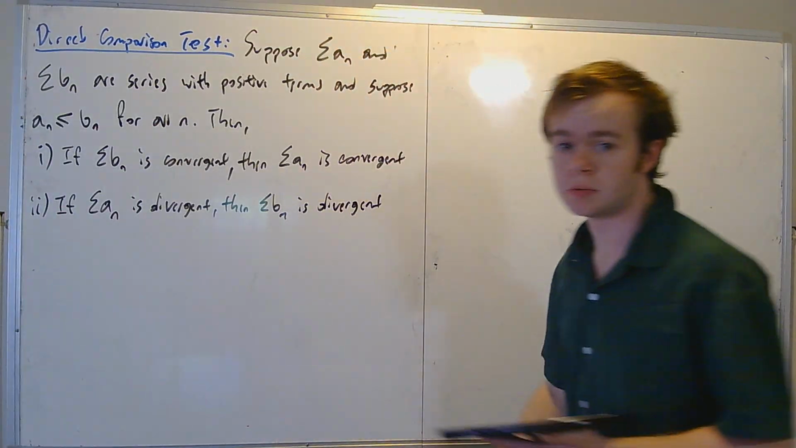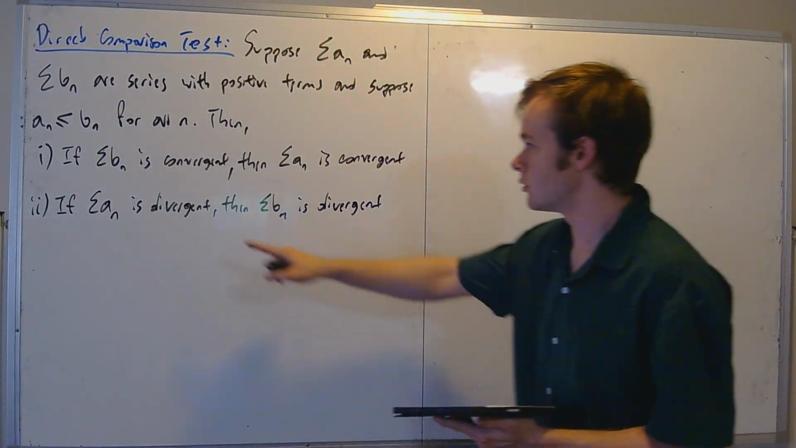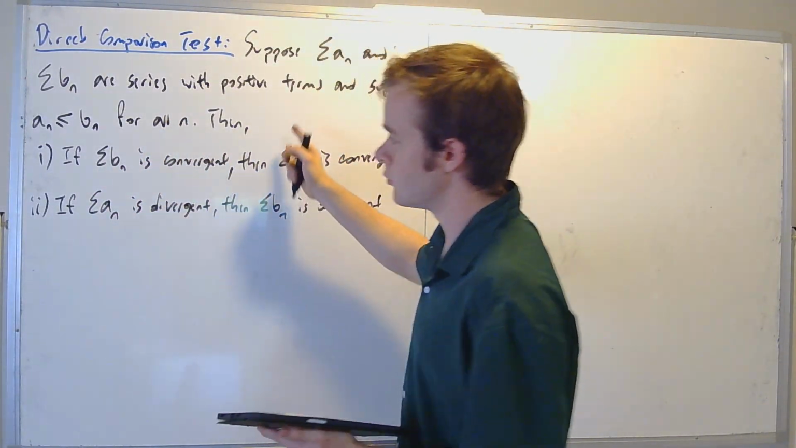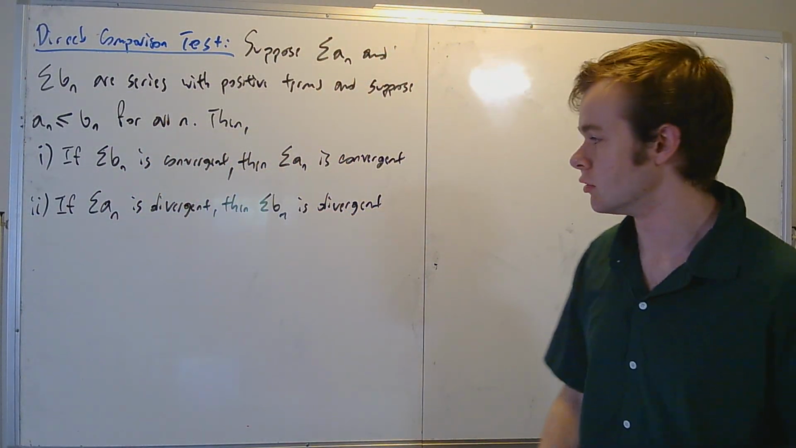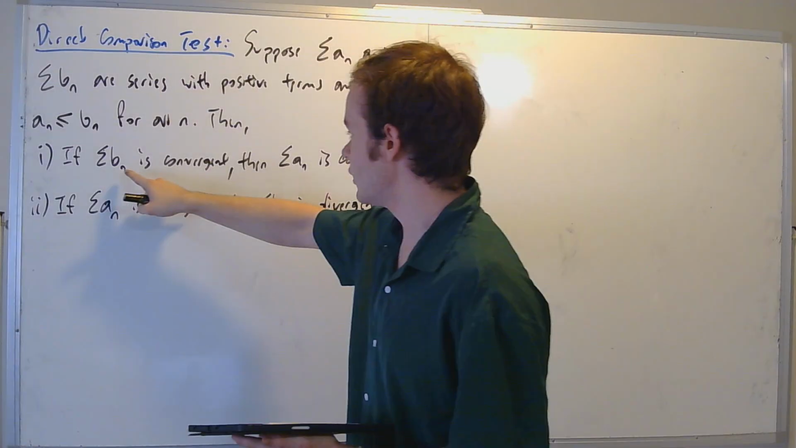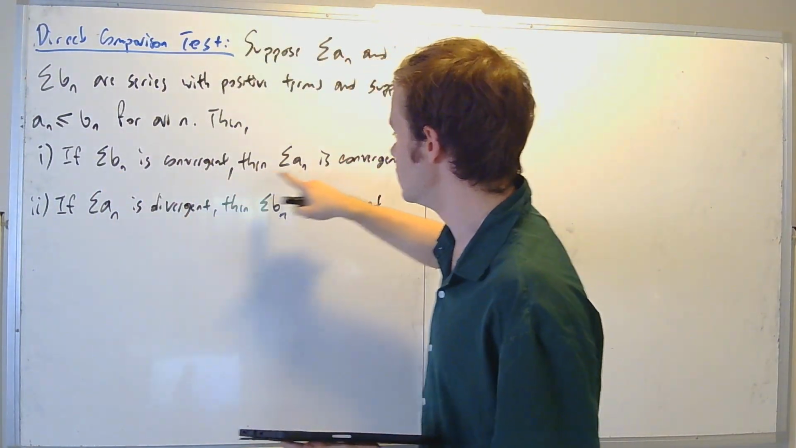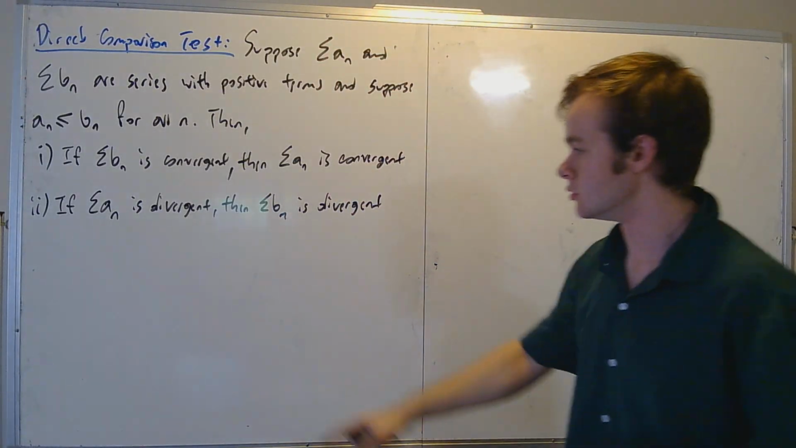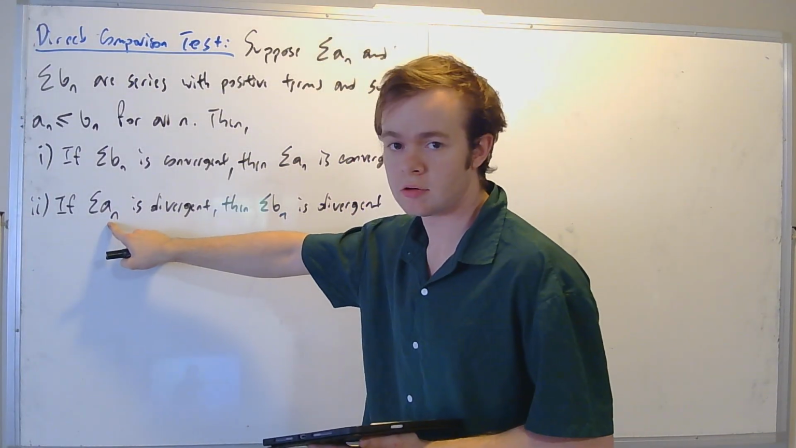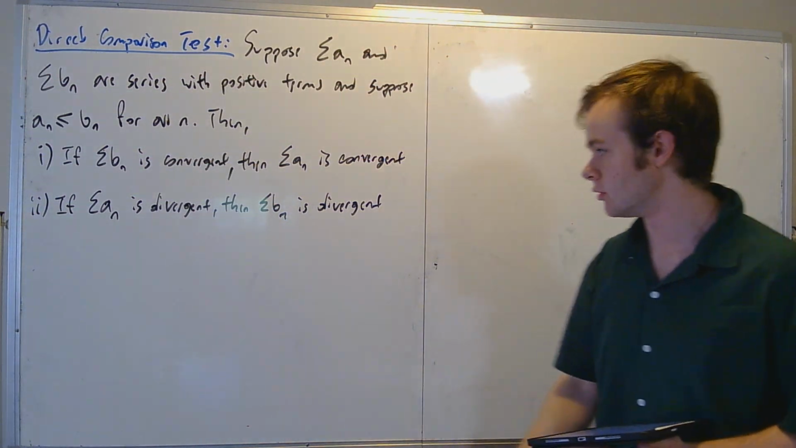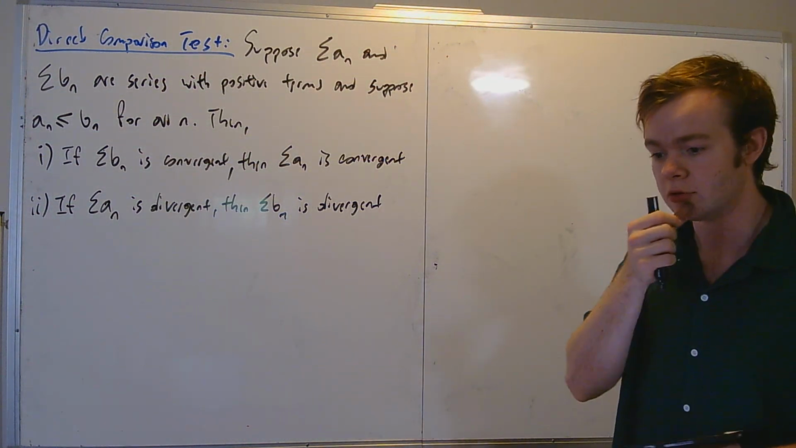Right? So it's pretty simple. It's just taking a series and saying the other one's actually easier to work with. So we take a bigger series. If we prove the bigger series is convergent, then the smaller series is convergent. If we take a smaller series than our original series and we prove that it's divergent, then our original series has to also be divergent.